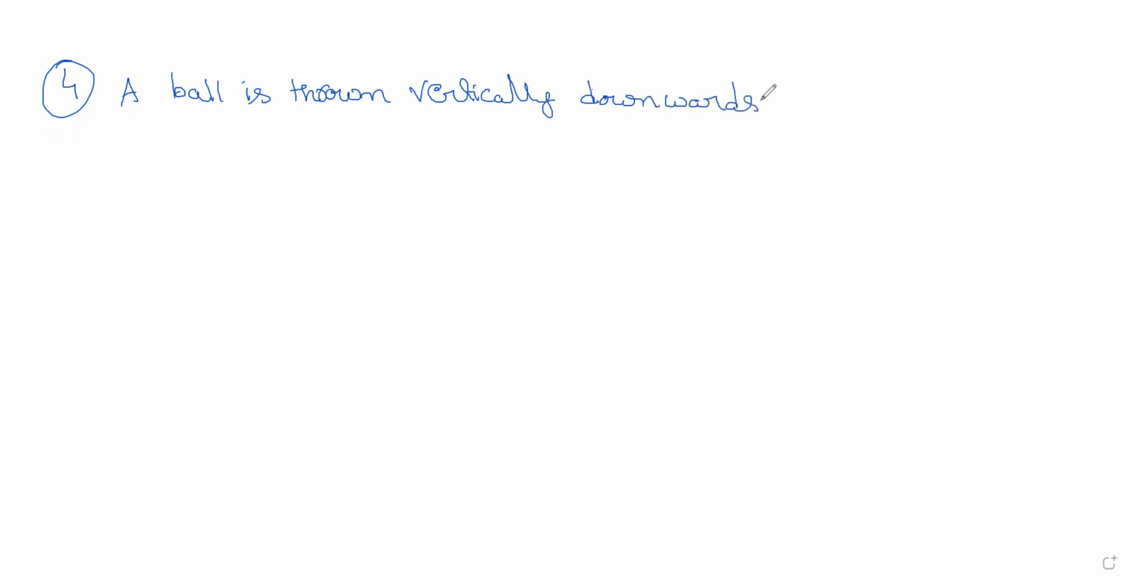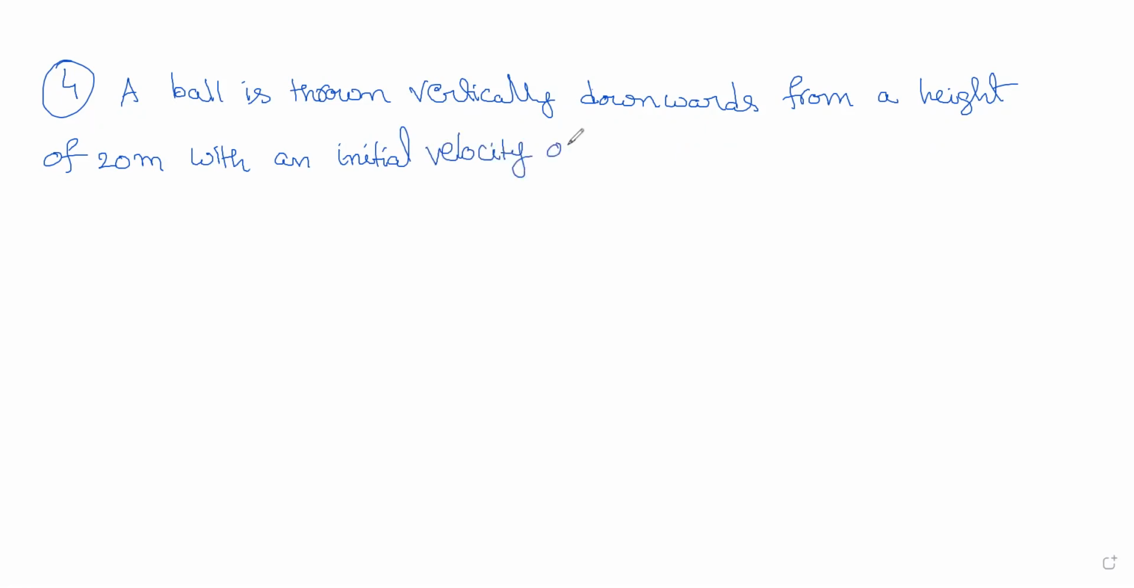So the next question is the fourth one. A ball is thrown vertically downwards from a height of 20 meters with an initial velocity of v naught.